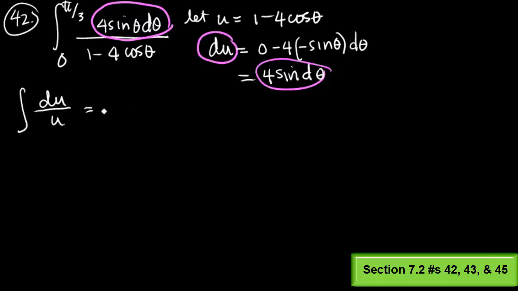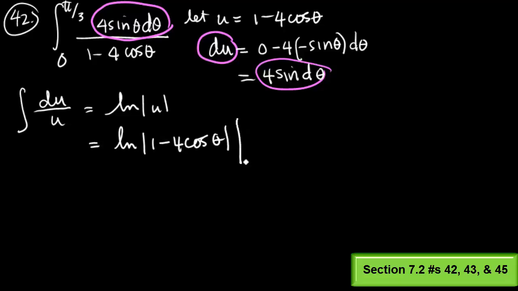So the integral of du over u is the natural log. Remember, that's the derivative of the natural log. So it's the natural log of u. Then let's rewrite everything as the natural log. Notice I didn't put a plus a constant because we're looking at a definite integral. So the natural log of 1 minus 4 cosine theta, evaluated from 0 to pi over 3.